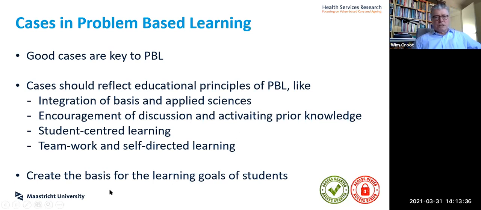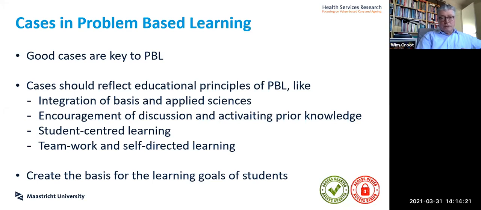The second principle is the encouragement of discussion and activating prior knowledge. All discussions in tutorial groups start with activating the prior knowledge of students: what do they already know about the topic, what can each of the students contribute to the issue, to the problem? What do we already know? What perspectives can we take on the problem that we discuss in the tutorial? So the cases should also encourage discussion and activate prior knowledge of the students.